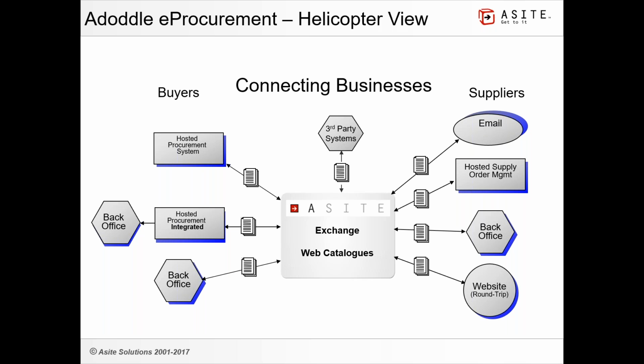So you can see that Asite sits in the middle, and we can connect back offices as well as procurement systems, as well as hosting catalogues that are within the platform and catalogues that are hosted externally as well. And we can connect those dots, making it easier and seamless to share information amongst your teams, your businesses, and your supply chain.